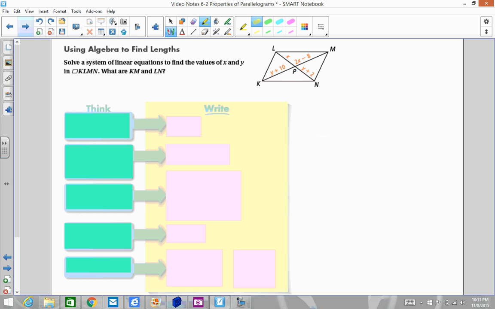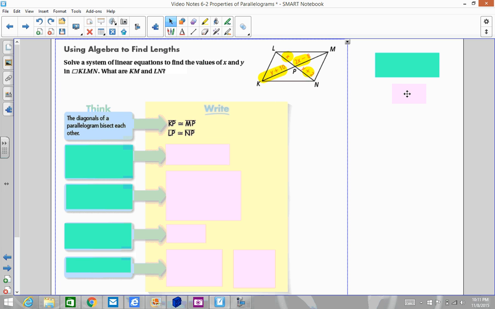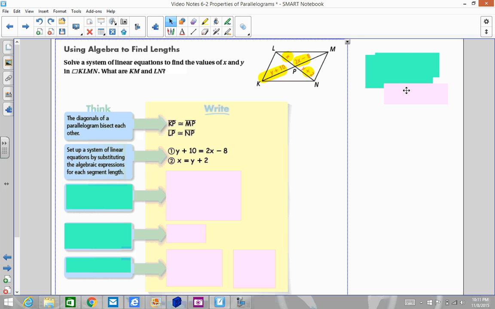So if we look at this basic parallelogram here, we look at this equation, we have this piece is congruent to this piece, and we have this piece is congruent to this piece. And so we're going to have two variables here. So when you're thinking about this, we're going to use a system of linear equations. So the diagonals bisect each other, which means we have these two pieces are congruent. So we can set up a system of equations, which is y plus 10 is equal to 2x minus 8. And the second equation is x is equal to y plus 2.